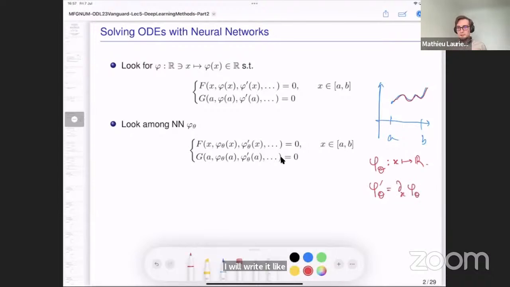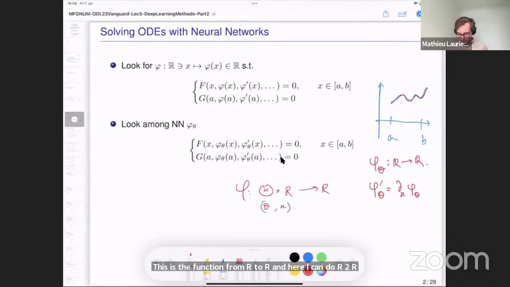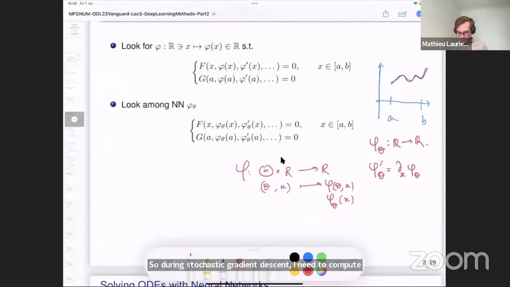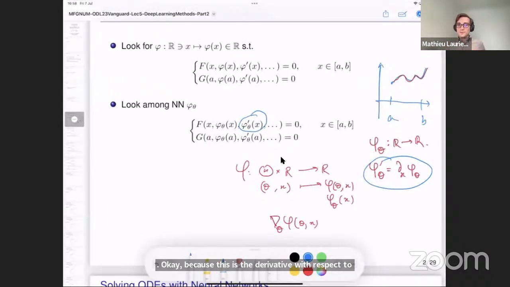And the reason why I use a partial x notation is because I can view phi also as a function of theta. So here this is a function from R to R, and I can view it as a function of two variables, or I can view it as a function of one variable. So during stochastic gradient descent, I need to compute the gradient of phi theta x with respect to theta. But in an ODE, here I need to compute the derivative with respect to x. Okay, because this is the derivative with respect to the real input somehow. The other one is more like a parameter.